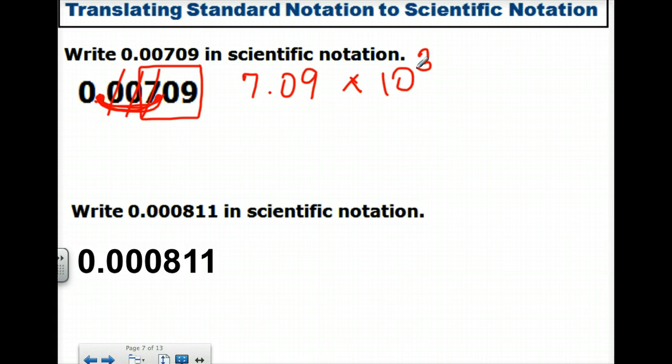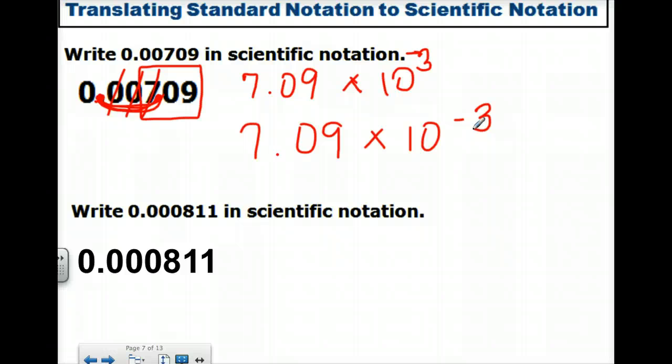Now notice, this number is the standard notation. The original form of this number is less than 1. So that means our exponent must be a negative. I'm going to rewrite that answer because it's difficult to see: 7 and 9/100 times 10 to the negative third. Whenever you start with a number less than 1, your exponent is going to be a negative.